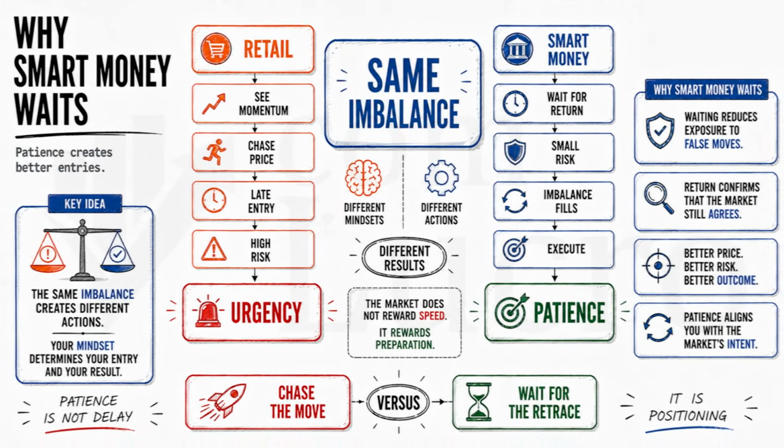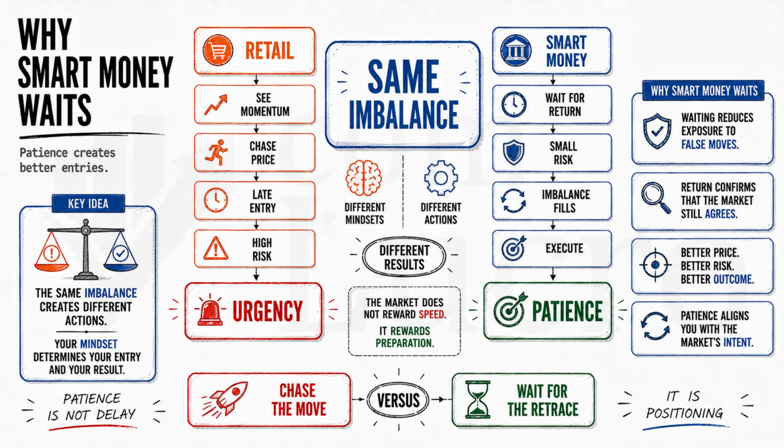A fair value gap exists because one side overwhelmed the other and left an inefficiency behind. Most retail traders see that empty space and read it as strength. The move looks powerful, so they chase it, entering late and far from any logical stop. What they miss is that the gap is not a signal to run after price. It is an unfilled debt the market tends to come back and settle.